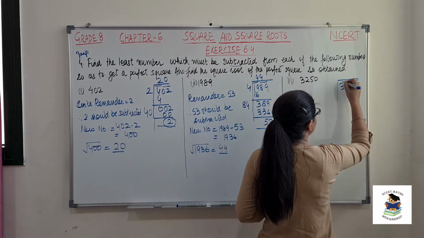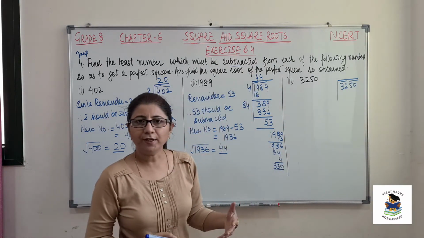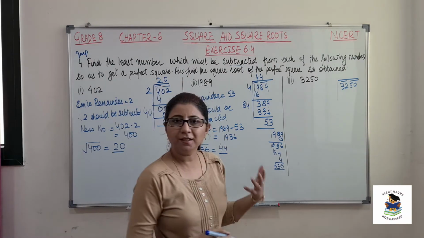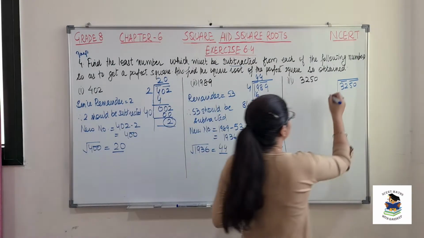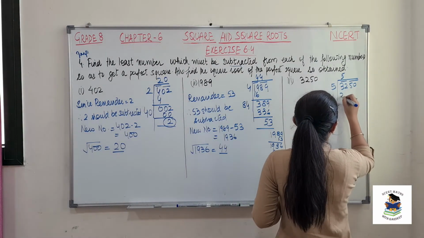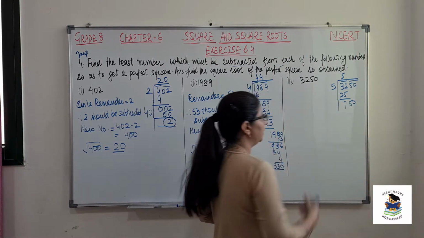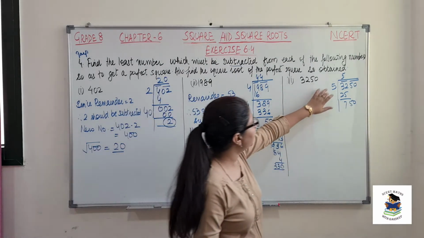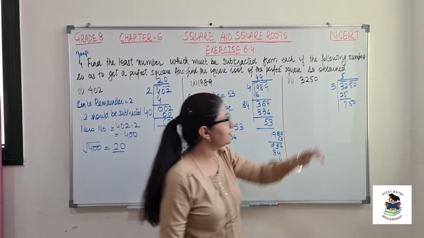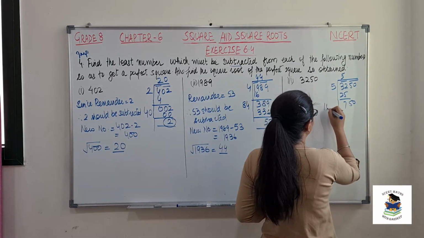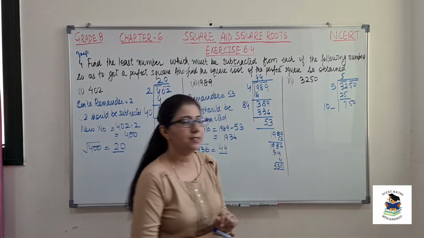So we will make pairs. Okay. Now 5 5s are 25 and 6 6s are 36. So we will go with 5. So 5 5s are 25. Now remainder is 7 and 50 will come down. So 5 plus 5 is 10. So 10 will be here and there we need 75.